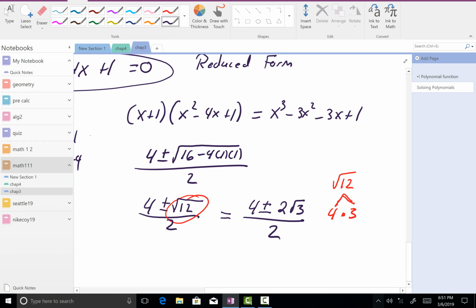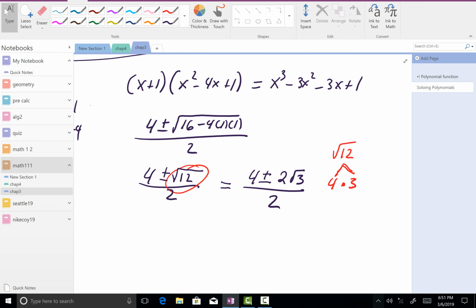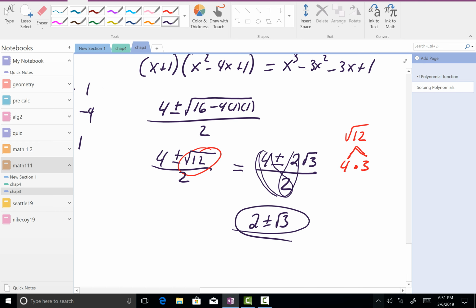And then now I can do this division and this division, and there we are. So there are my other two solutions. If I took 2 and added the square root of 3, I'm going to get about 3.7. Was that one of our x-intercepts? About 3.7? Yep. And the other one's going to be 2 minus the square root of 3, so about 0.3. Is that the other one? Yep. So see, it's giving them to you.